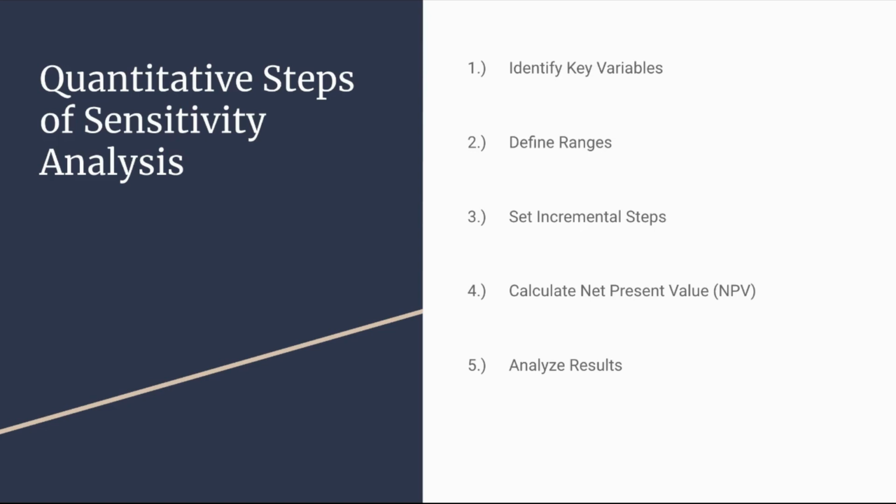The fourth step, we're going to calculate the net present value. For each combination of variables, values within the defined ranges, we're going to calculate the project's NPV. This will result in multiple NPV estimates.